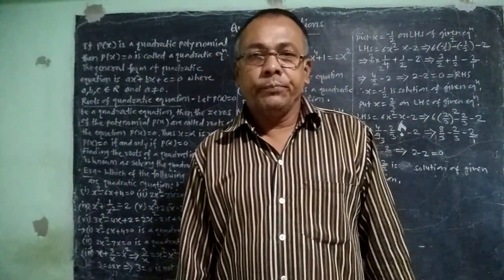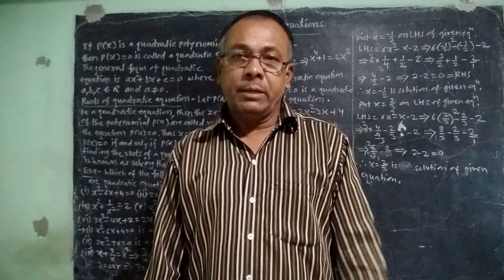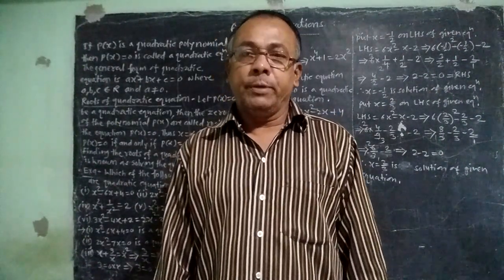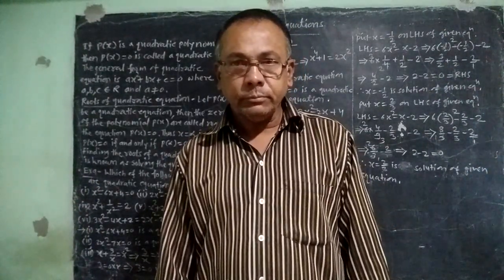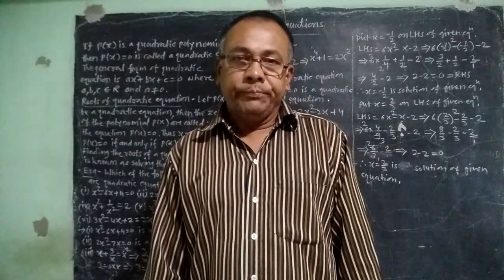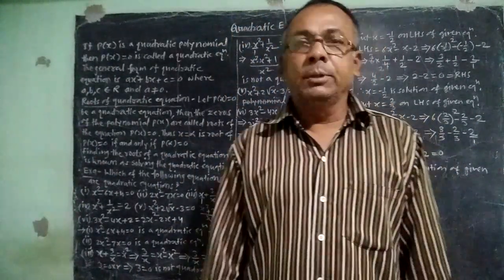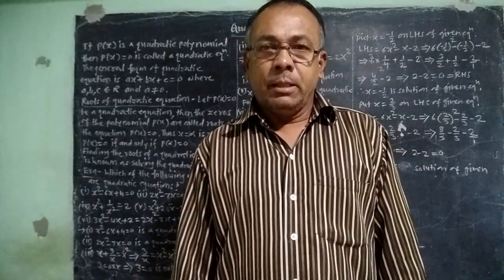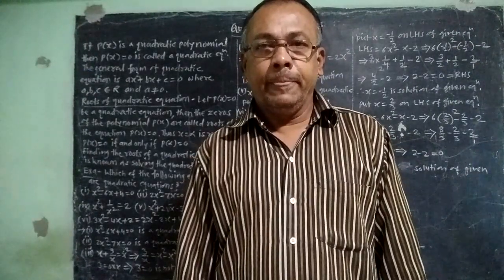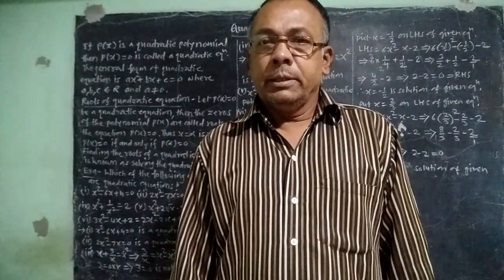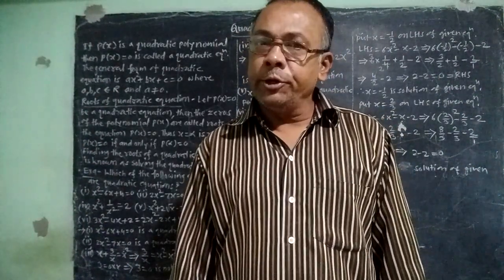Last time we studied quadratic polynomials in our topic polynomials. We know that if the highest exponent of the variable in the polynomial is 2, then the polynomial is called a quadratic polynomial.